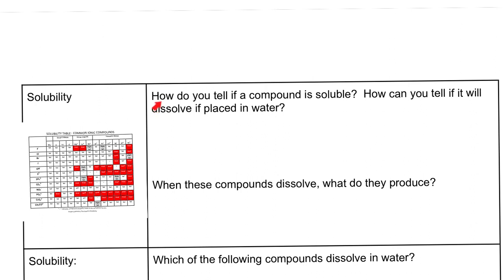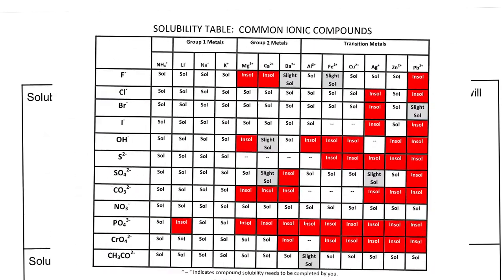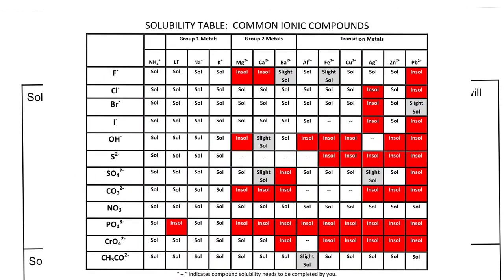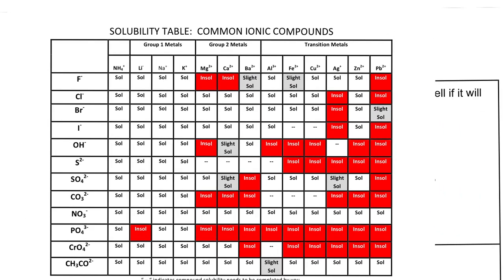So the first question that we've got here is, how do you tell that a compound is soluble? And how do you tell if it will dissolve if you place it in water? Well, the main way that you can tell, if we bring the solubility table out, is that when you look along the top of this particular table, you're going to see that you've got metals along the top, and then you've got anions along the left. Typically what you do is you look at the compound that you've got. They're going to give you a formula of some sort. And you look at the first atom, you figure out what it is. And let's pretend that our formula here was NaCl, for example.